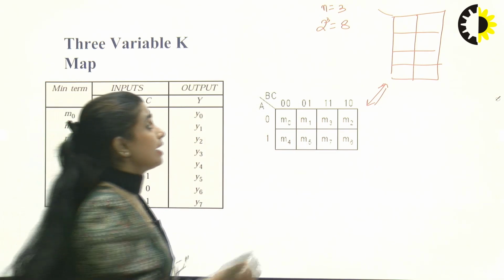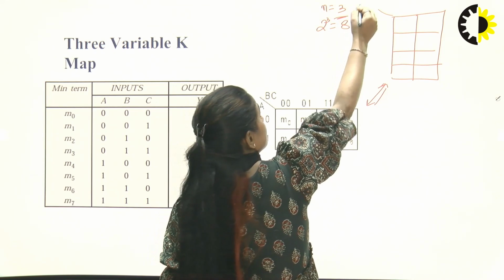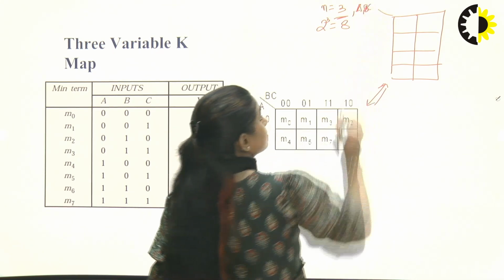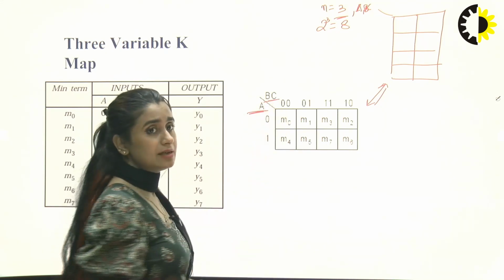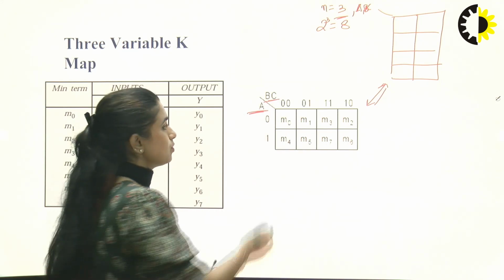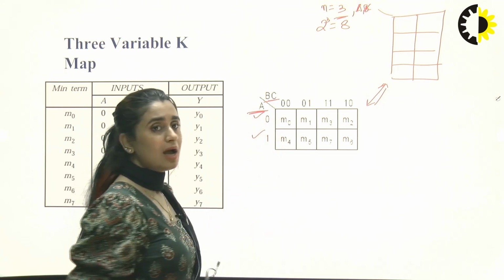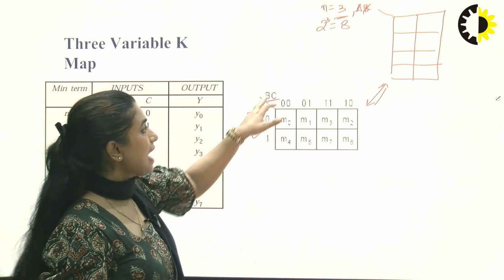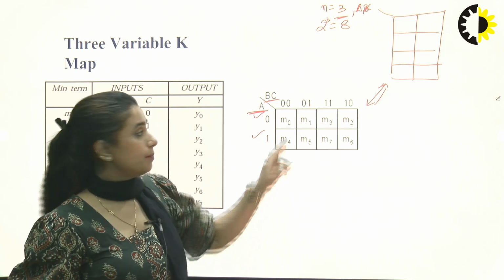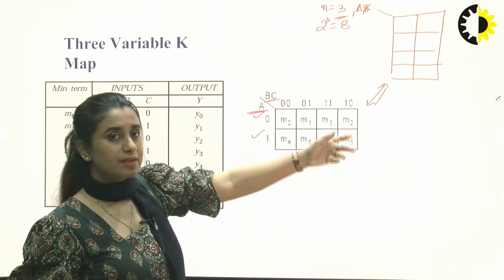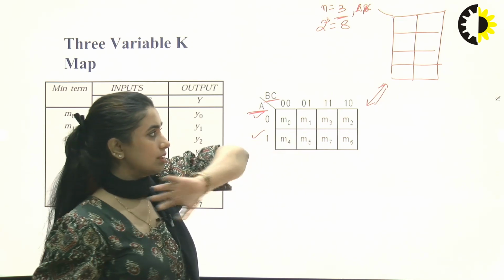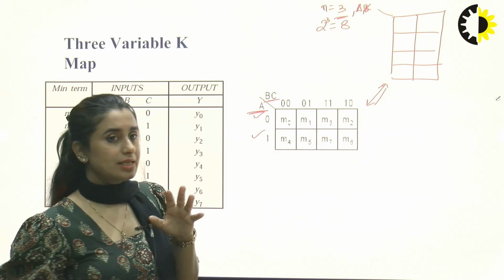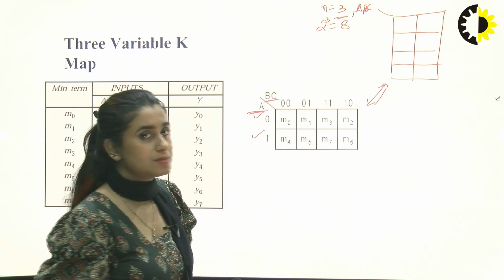I have 3 variables, named A, B, C. So if I keep A here, I'll keep BC here. A will have 2 possibilities, 0 and 1. And the combination of B and C, being 2 variables, will have 4 combinations: 0 0, 0 1, 1 0 and 1 1. Now there is a peculiar thing which we have to observe here.